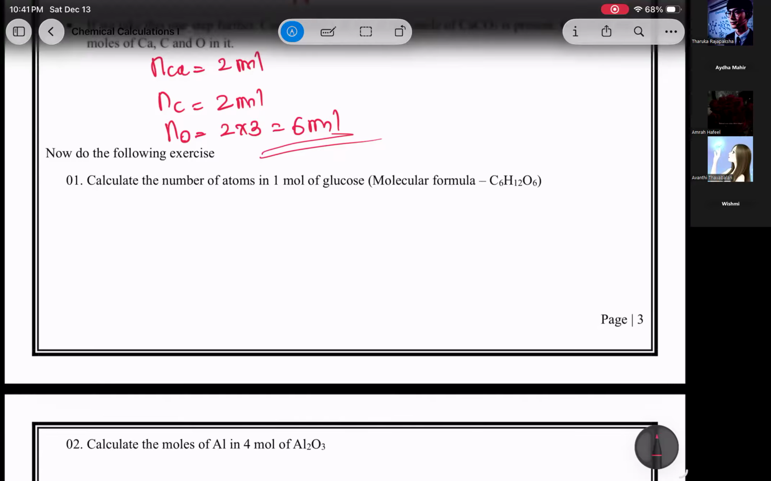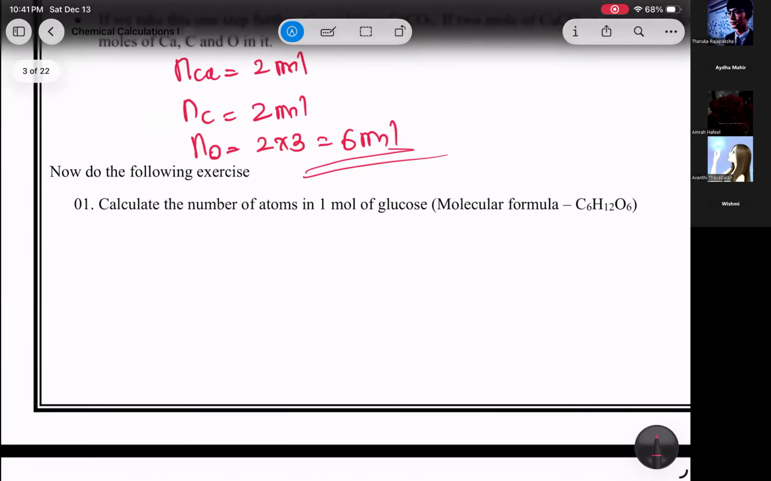Okay, listen. Calculate the number of atoms in 1 mole of glucose. Well, first of all, we have to calculate the number of moles of atoms.